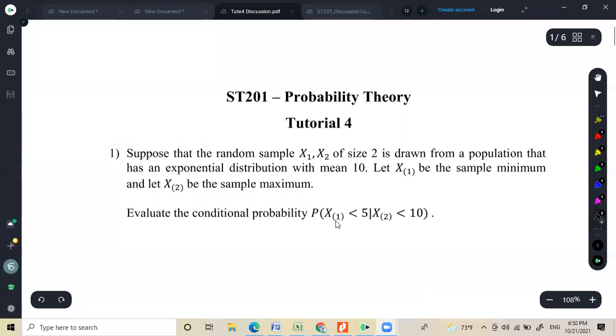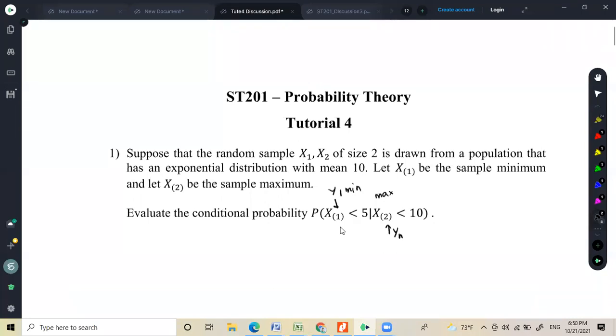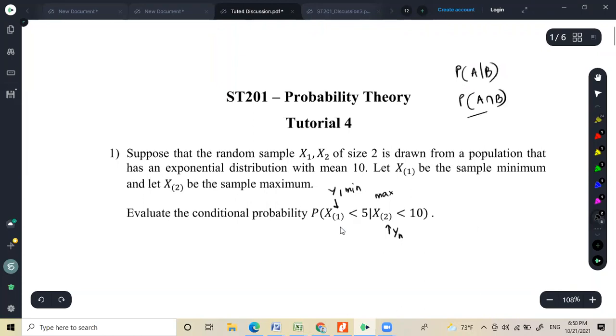What is x1 here? This is actually y1, and this is yn, the min and the max. So you have to find the probability that the minimum is less than 5 given that the maximum is less than 10. When you have questions like this, try to understand the general meaning of it. This is a conditional probability, and you know how to find one. What is the probability of A given B? It is their intersection divided by the given one.